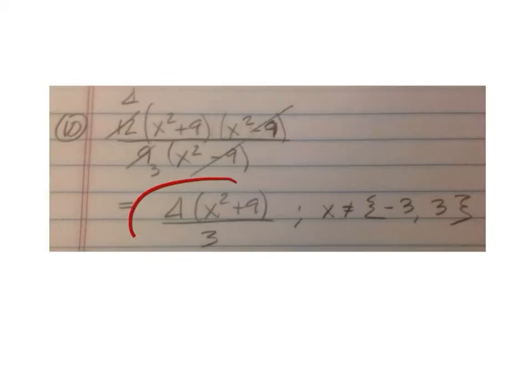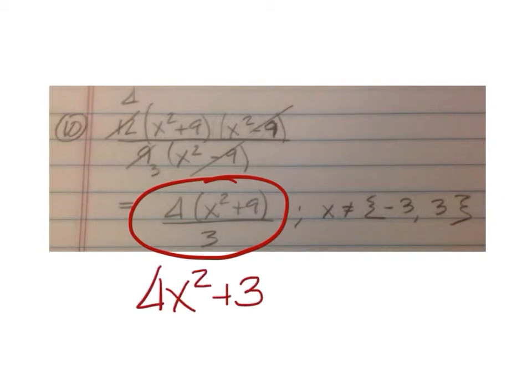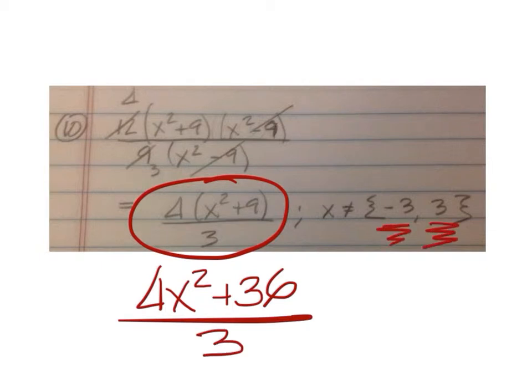Number 10, 4 times the quantity x squared plus 9 over 3, or 4x squared plus 36 over 3, and x cannot be negative 3 or 3.